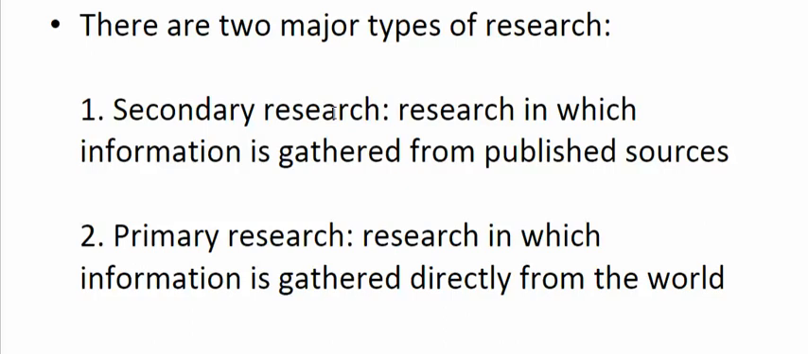And the opposite of secondary research is primary research. Primary research is research in which information is gathered directly from the world. It's research in which a person gathers information directly from the people, animals, things, or places that he or she wants to learn about. And there are many different types of primary research that we'll learn about in this class. Some examples of primary research are surveys, observation in public locations, or interviews.